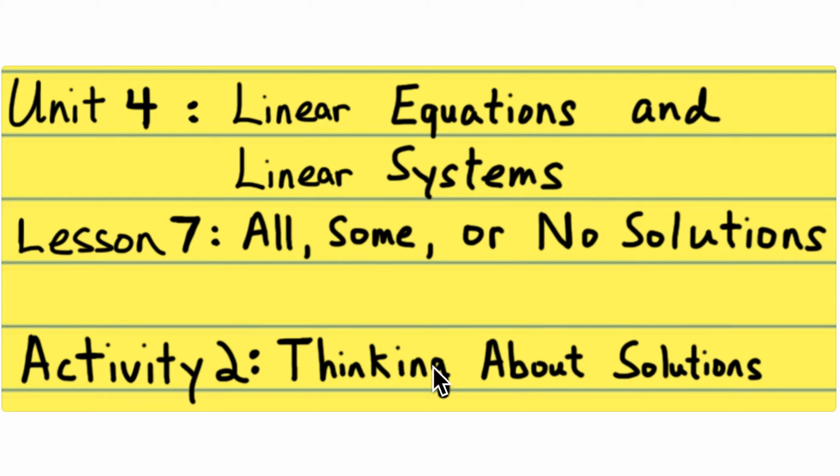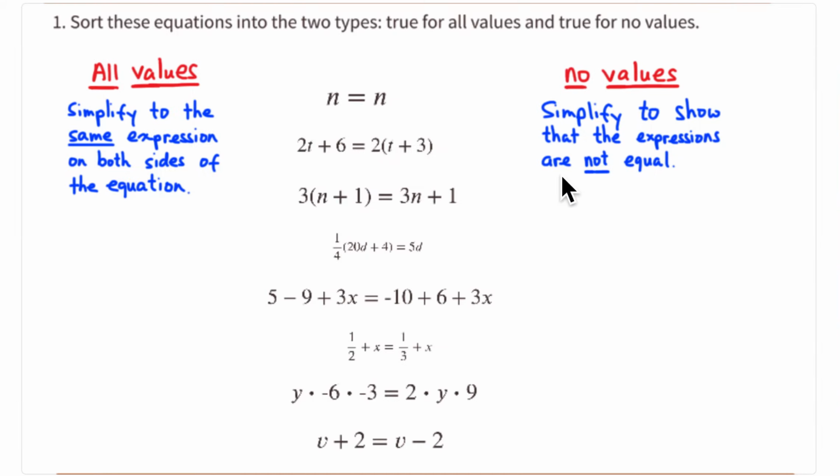This is Activity 2, Thinking About Solutions from Lesson 7, All, Some, or No Solutions. In this activity, you're supposed to look at each of these equations and decide whether the equations are true for all values of the variable or true for no values of the variable. As we go through this, you're going to see what I'm doing.